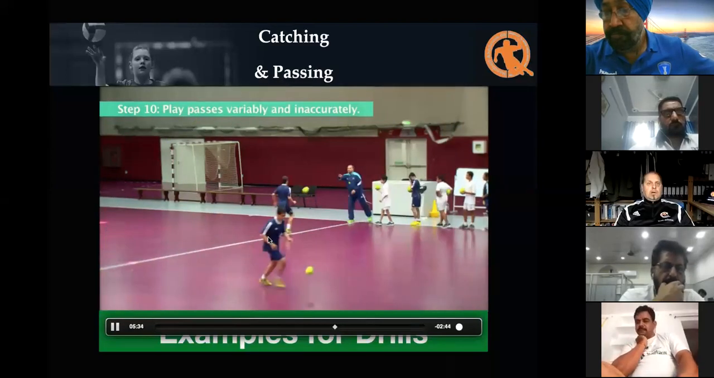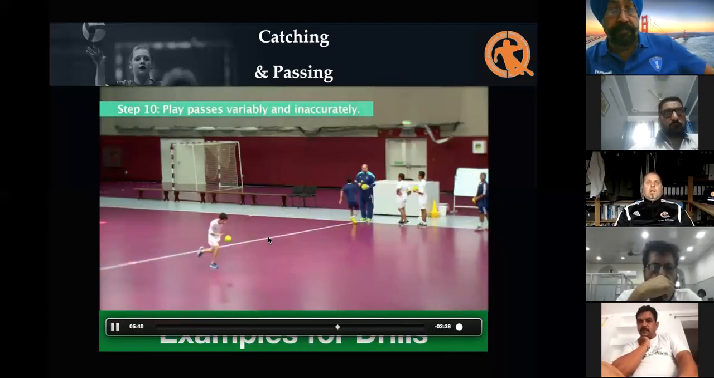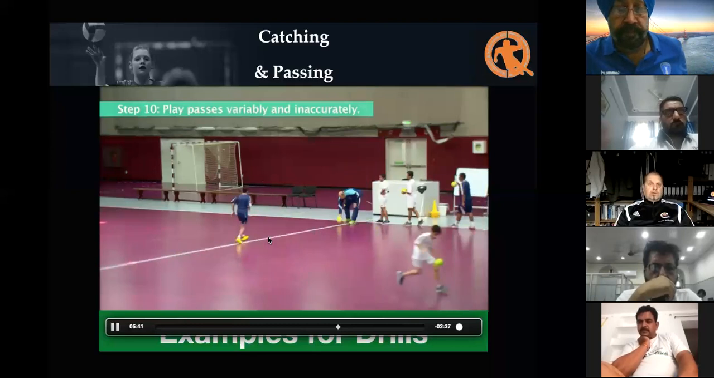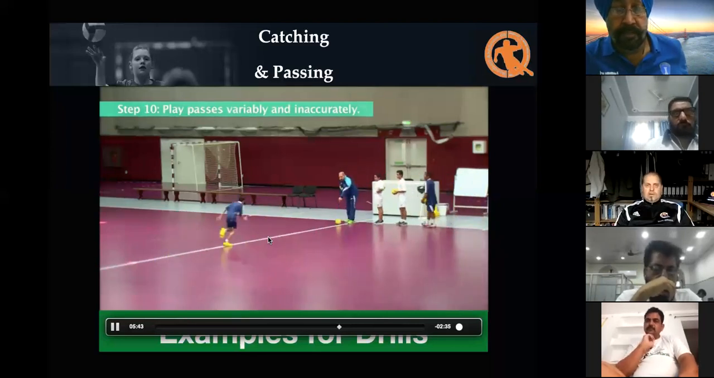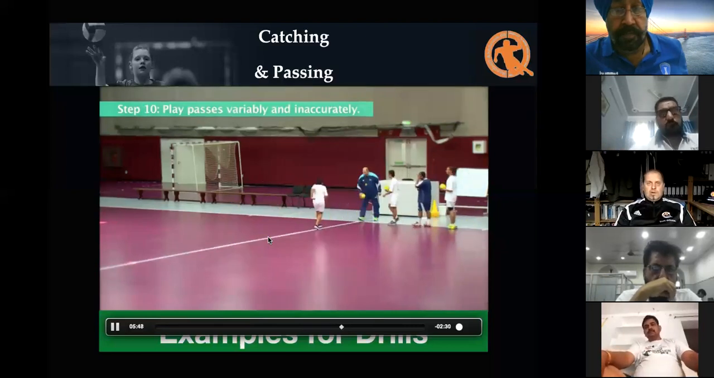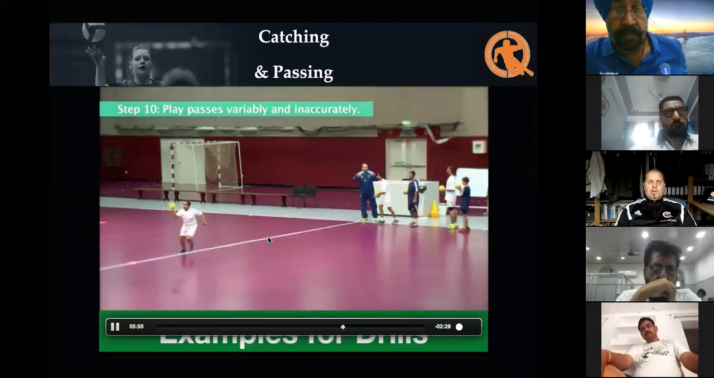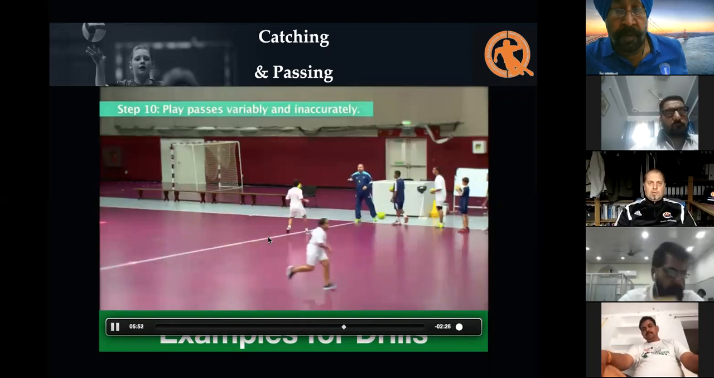So they have to adapt, to coordinate to the situation, and then very quick solve the situation. And some elements of surprise we have in this drill too. So it's quite interesting for the players in that moment.